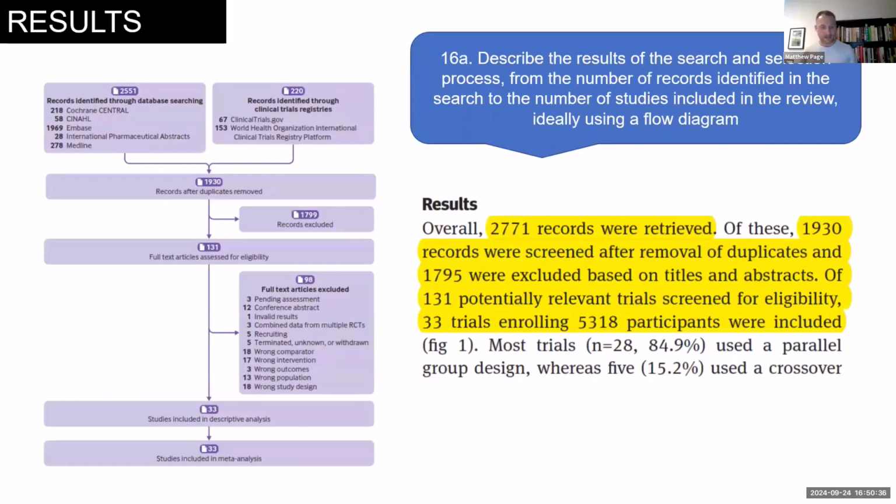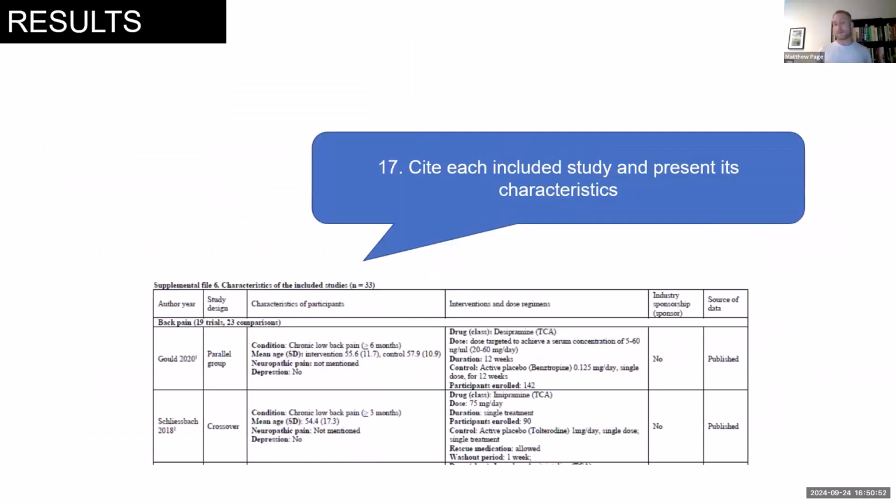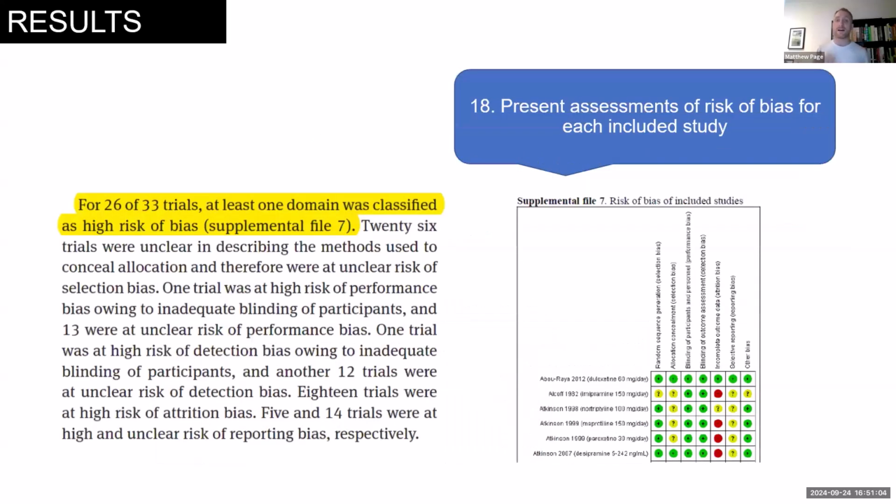Getting to the results, the authors did a good job of presenting a PRISMA flow diagram showing the flow of studies from those initially identified in the search all the way down to those included in the review. They did provide in the supplementary file a very detailed table which presented the characteristics of each included study and provided a reference for each included study. In addition, they provided detailed assessments of the risk of bias for each study included in the review and summarized that nicely in the paper.